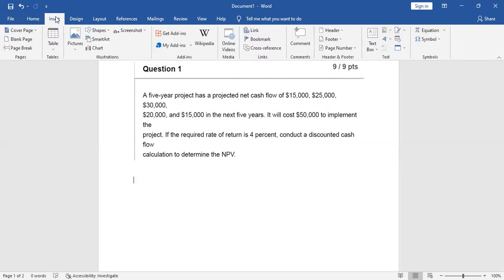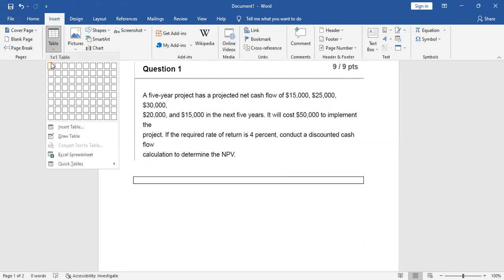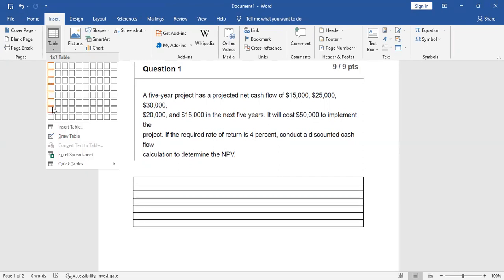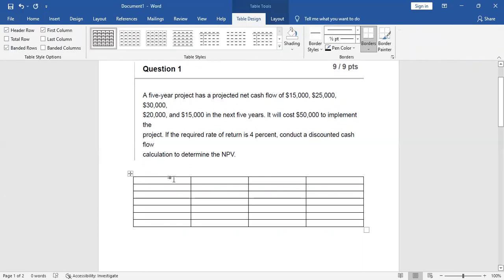So the first thing is I have my table, which will look like this. Since it's 5 years, I need to go 7 rows down this side: 5 for the cash flows, 1 more row for the cost, and another row for the heading and the answers. And this side I need to go 4 columns across like that. All right, so I have that.